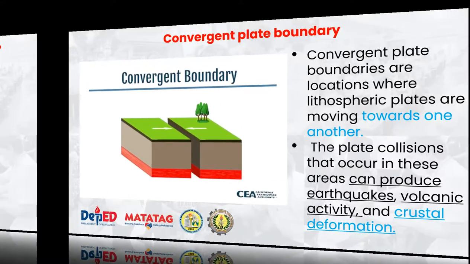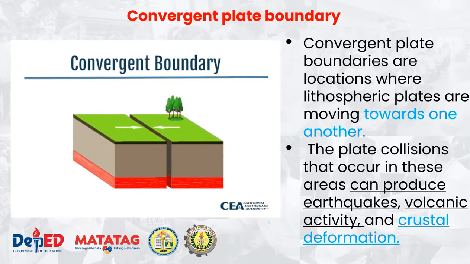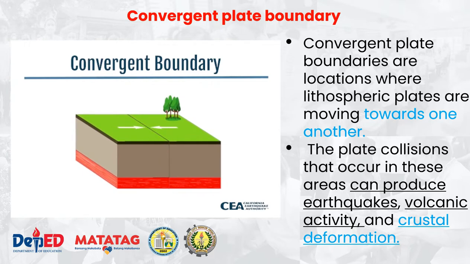Let's start with convergent boundary. Convergent plate boundaries are locations where lithospheric plates are moving towards one another. So, meaning to say, they are moving towards each other. Therefore, when the two collide, there is a collision, and it can produce earthquakes, volcanic activity, and crustal deformation. So, when 2 plates come together, it is known as a convergent boundary.